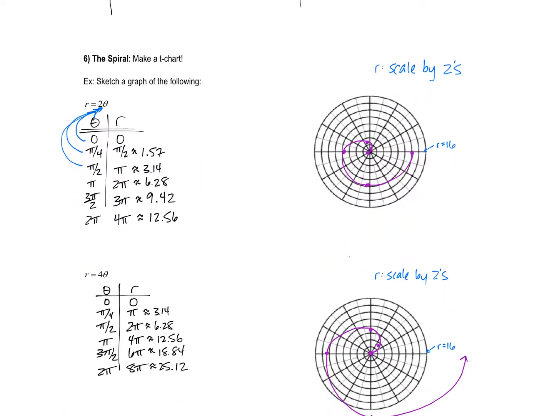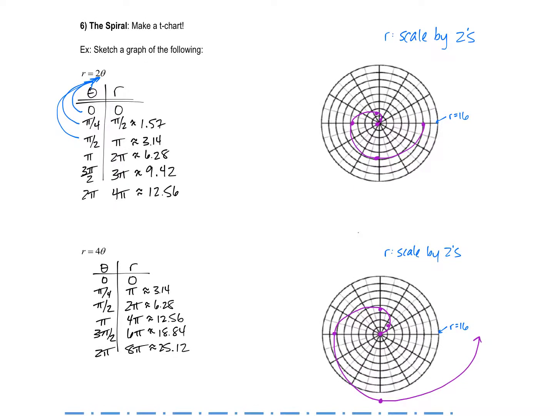Okay, the very last one is the spiral. So this one's a little bit harder. What I recommended doing on this one is making a T-chart, because if all else fails, you can always make a T-chart. So what I did here is I just picked some fairly simple radian measures. You could do these in degrees also. It would be the same exact answer in graph. But I picked some fairly simple radian measures to plug into this formula.